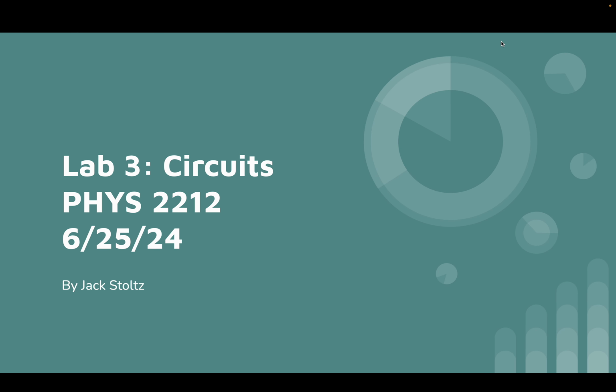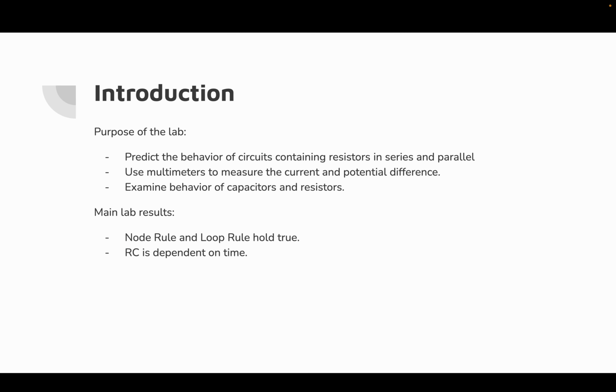Welcome to Lab 3, Circuits by Jack Stoltz. The main purpose of today's lab is to predict the behavior of circuits containing resistors in series and in parallel. We'll also use multimeters to measure the current and potential difference of different circuits. And finally, we'll examine the behavior of capacitors and resistors.